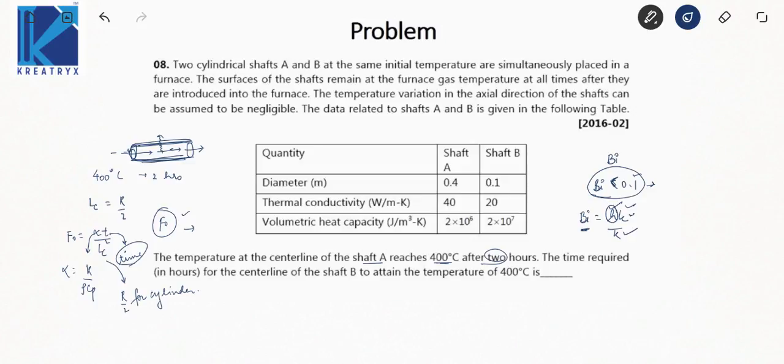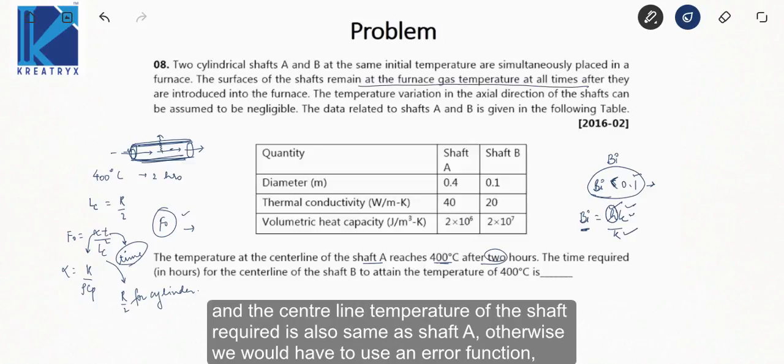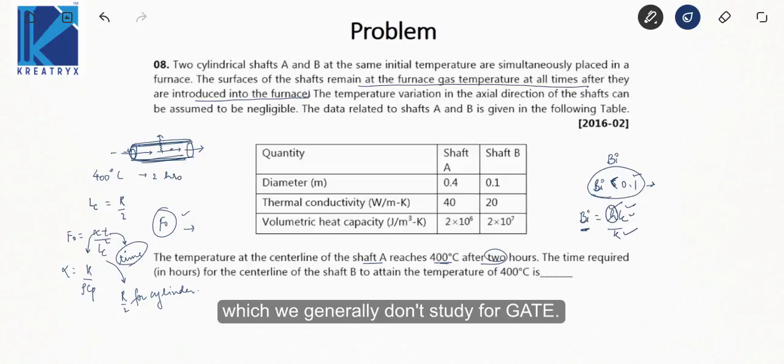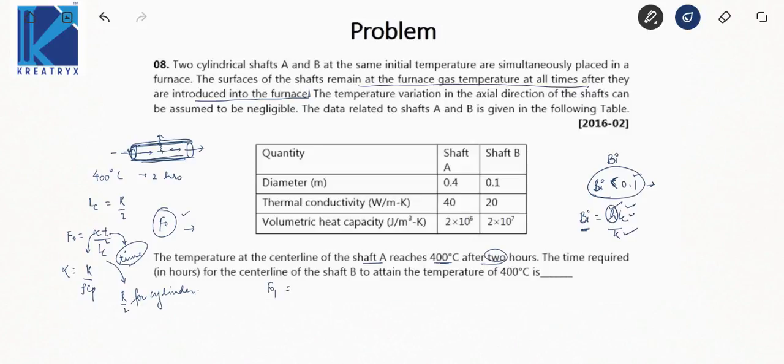Okay, can we say that Fourier number for shaft A will be equal to Fourier number of shaft B? Yes, we can, because the surfaces of the shafts remain at the furnace gas temperature at all times after they are introduced into the furnace. They have been exposed to the same environment. So Fo1 is equal to Fo2. Okay, alpha 1 t1 by Lc1 square is equal to alpha 2 t2 by Lc2 square.